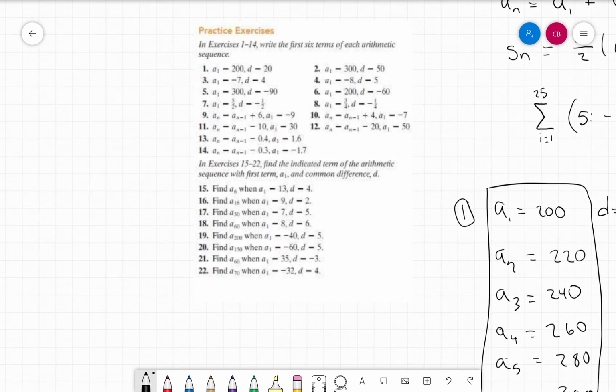Let's keep looking. Let's do 15 now. a_1 is 13 and d is 4. They want you to find a_6. We could add 4 multiple times, or we can just use the formula a_6 is equal to a_1, 13.